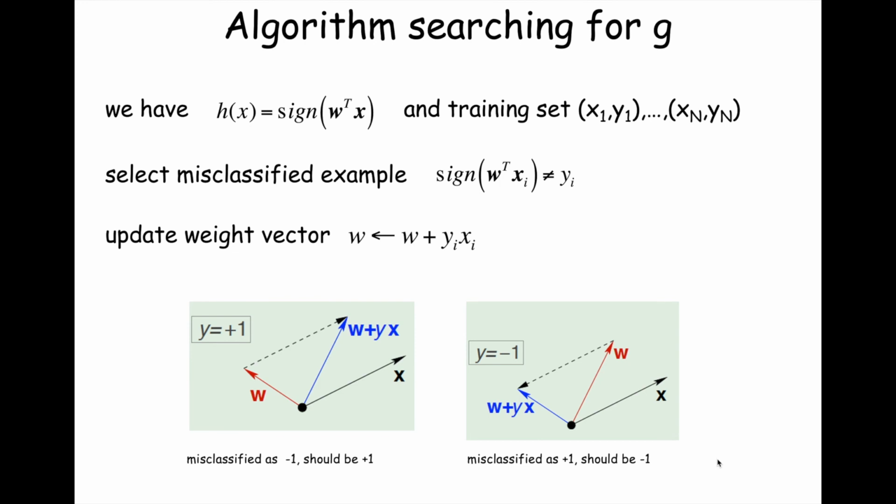Now, when you say W transpose X, that's also called the inner product. And the inner product is similar to the dot product. It's the projection of one vector on another vector. And so if a vector points in the exact same direction as another vector, they're right on top of one another, the inner product is going to be large. If the vector is pointing in the opposite direction, that inner product is going to be a negative value, right?